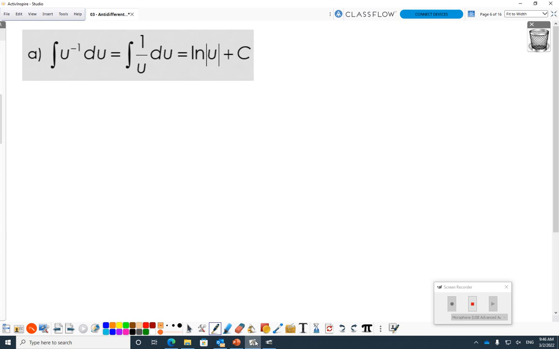Why is this the antiderivative? Why is the antiderivative of u to the negative 1, ln u? That part will be not too bad. And then why did this absolute value pop into all this? Okay, those two things. I'll start with this. Let y equal ln of absolute value of u plus c. Therefore, y prime is 1 over u. That part's not too crazy.